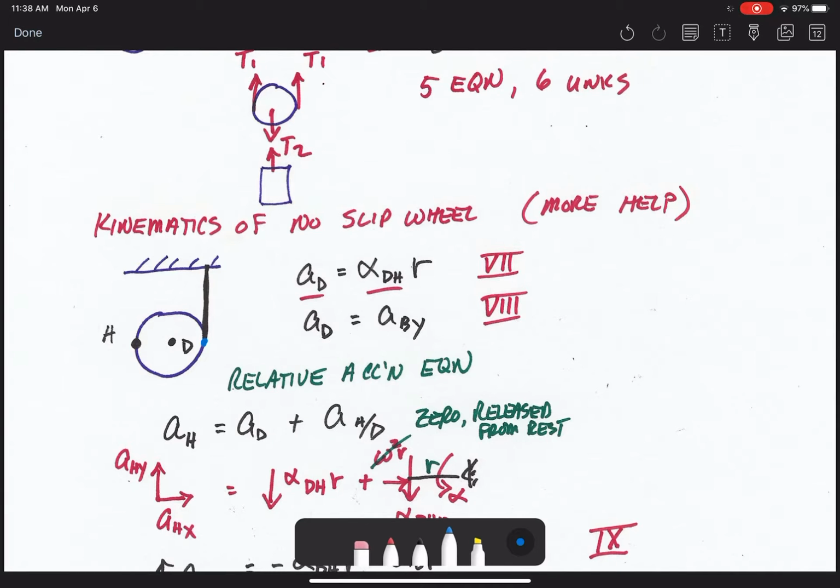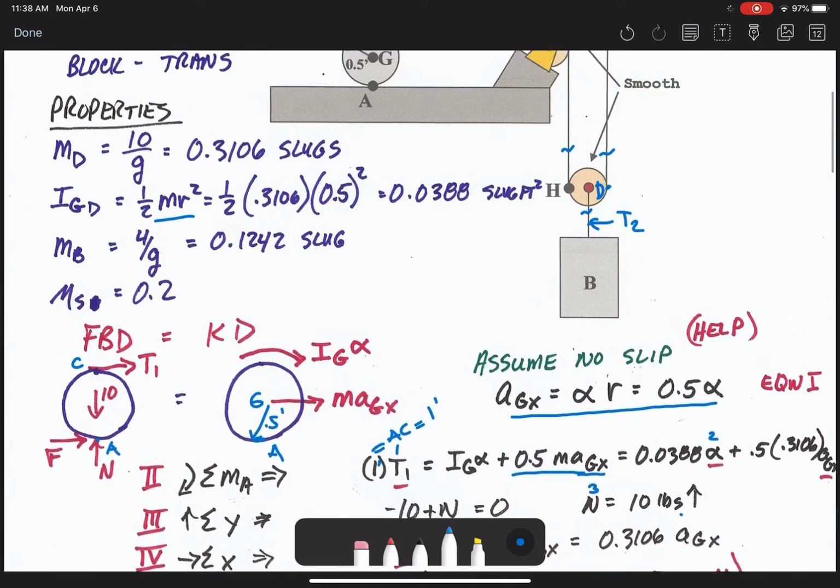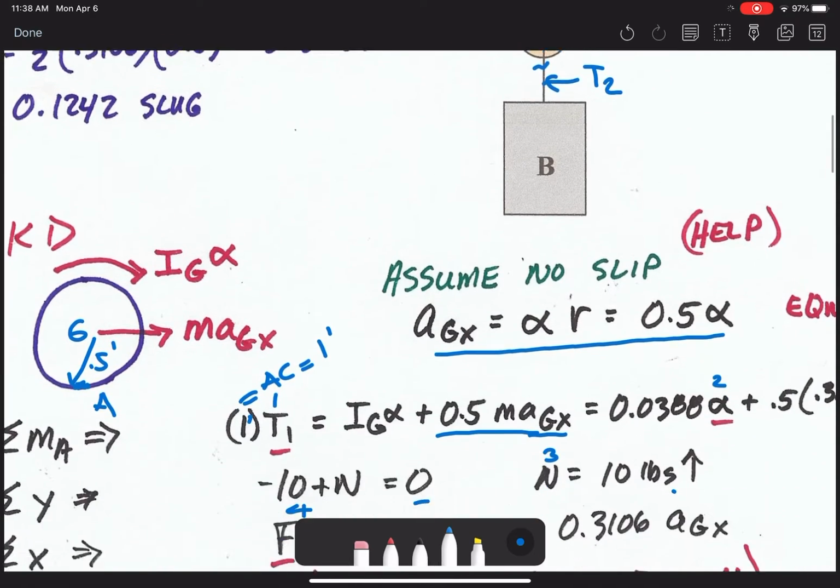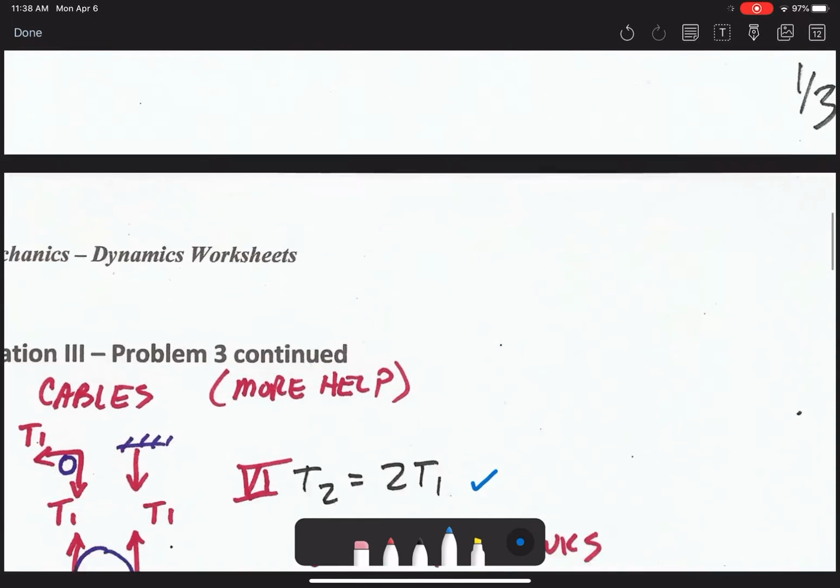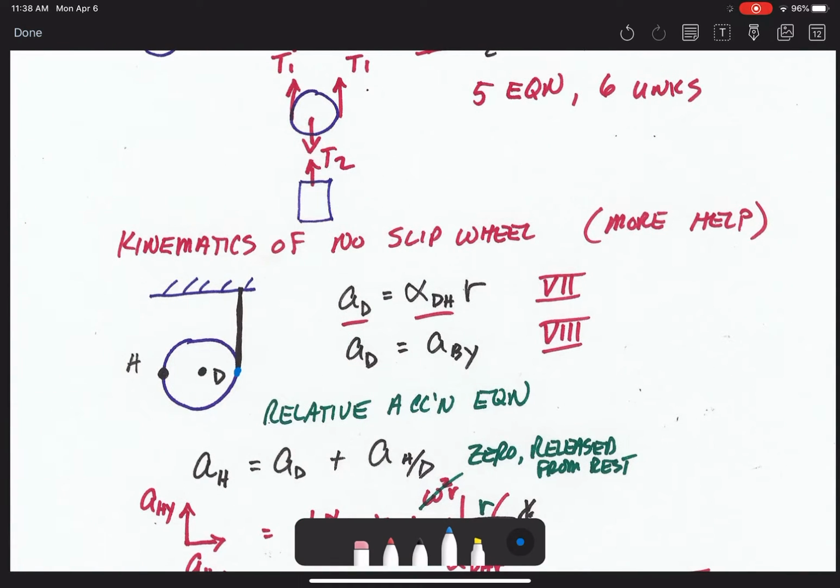And then AD, as you can see, is hooked to block B. So whatever D moves down with acceleration ADY, B also has the same acceleration ABY. So from that, we have the equation AD equal to ABY. So far we have that kinematic relationship for pulley D.